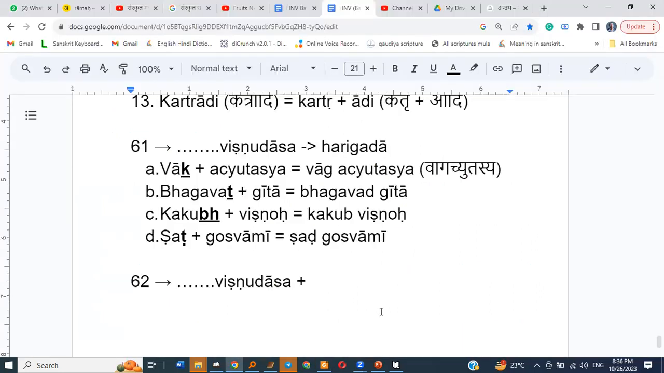And if after that Vishnu Dasa, the second letter is a Harivenu letter. Harivenu letters are Nga, Nya, Na, Ma, right? The fifth letters of all the Vargas. So if Vishnu Dasa is followed by a Harivenu, then that Vishnu Dasa will optionally become the Harivenu letter. Optionally means one time Sutra 61 will be applied, and another time it will become Harigada and another time it will become Harivenu.